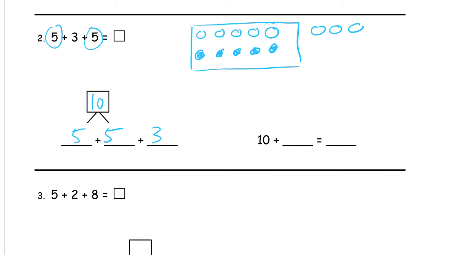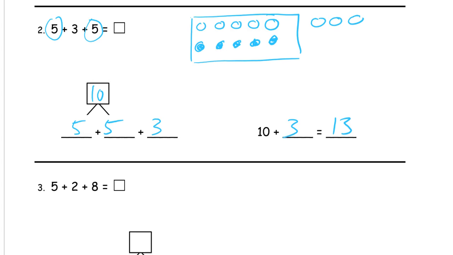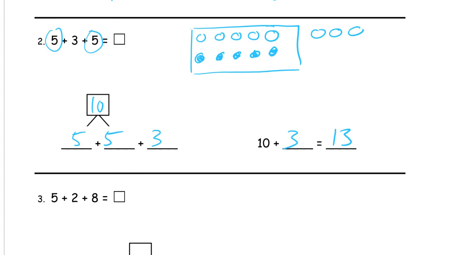So that's step 1. Now the 10 plus 3, 10, 3, just like the say 10 way. 10, 3 is 13. Just like in our picture, that's 10. That's 3, it's 10, 11, 12, 13.